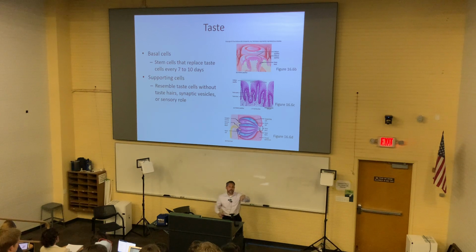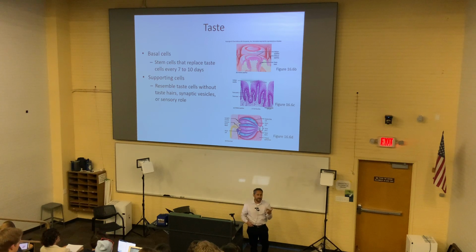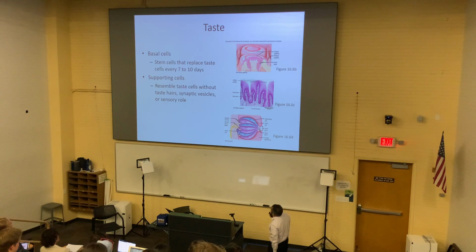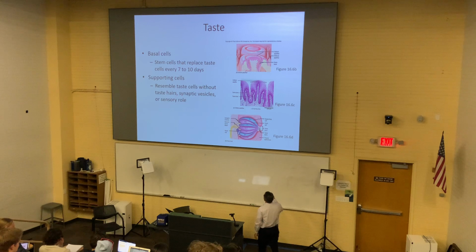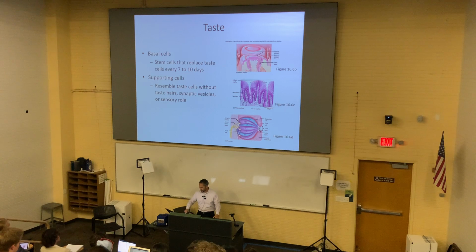So the basal cells actually regenerate. These are the stem layer, like what we saw in skin. Very similar principle. And then these supporting cells, they resemble the taste cells without the taste hairs, synaptic vesicles, or sensory role. They literally just provide nutrition and support, like what we saw in the nervous system earlier this semester.